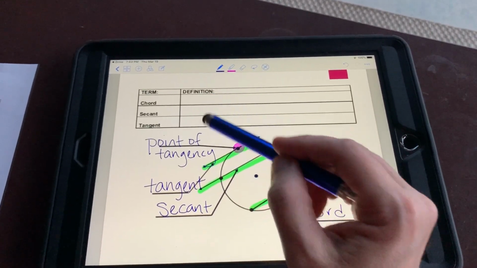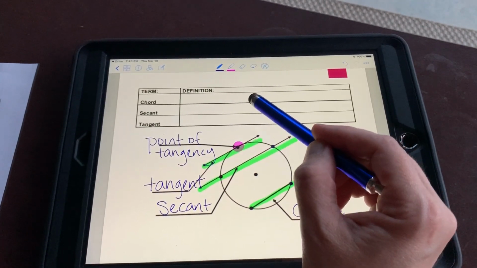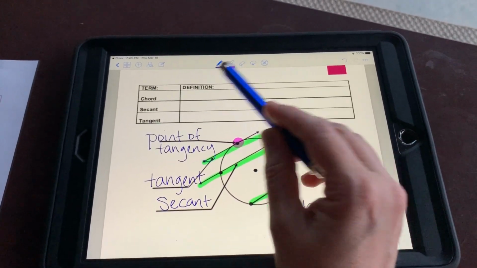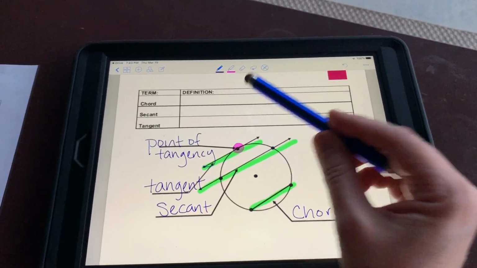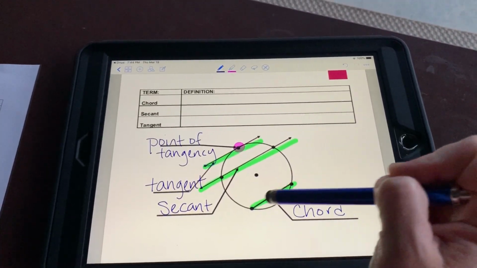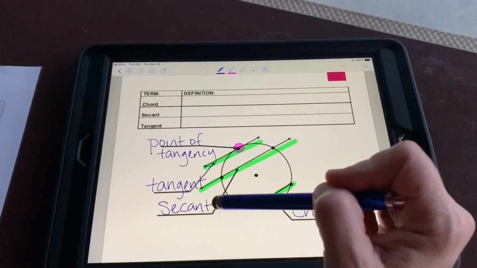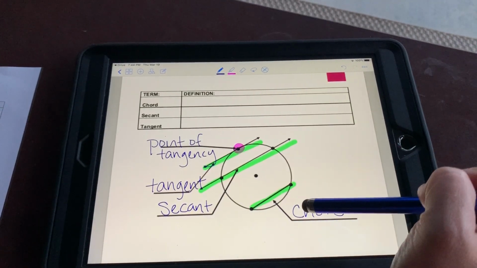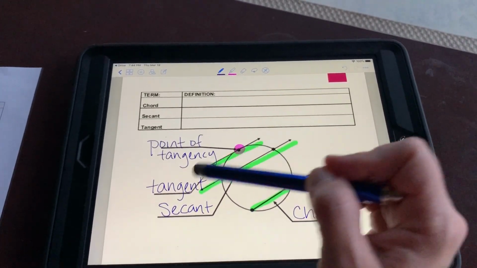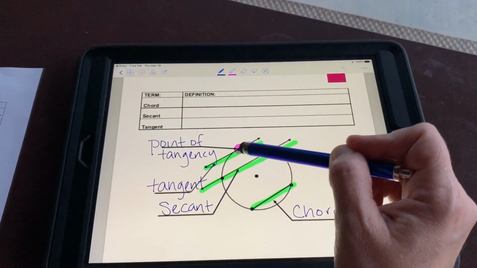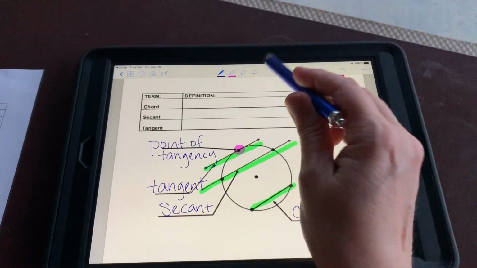So I'm going to avoid, just for time's sake, writing all these definitions out. They are going to be on Schoology with all this as a key. But as a review, let's just talk about the words again. Chord is a segment, so it's going to start and stop, but it hits the circle at 2 points. Secant, the difference between a secant and a chord is that the secant goes through the circle. It's a line. Then we have our tangent line that only touches at 1 point, and that point that it touches at is called our point of tangency.